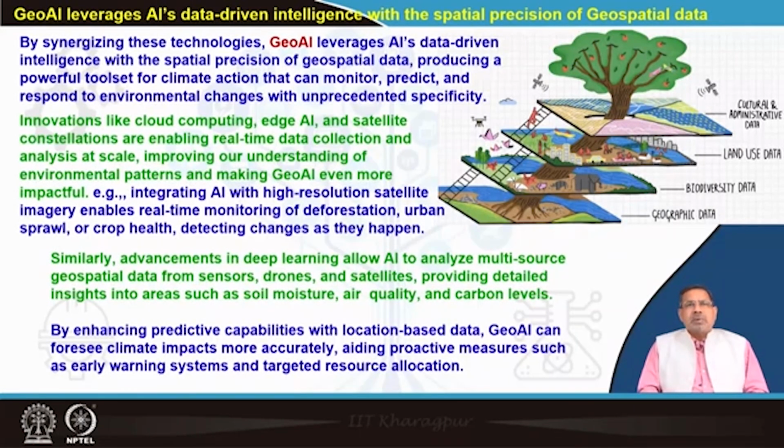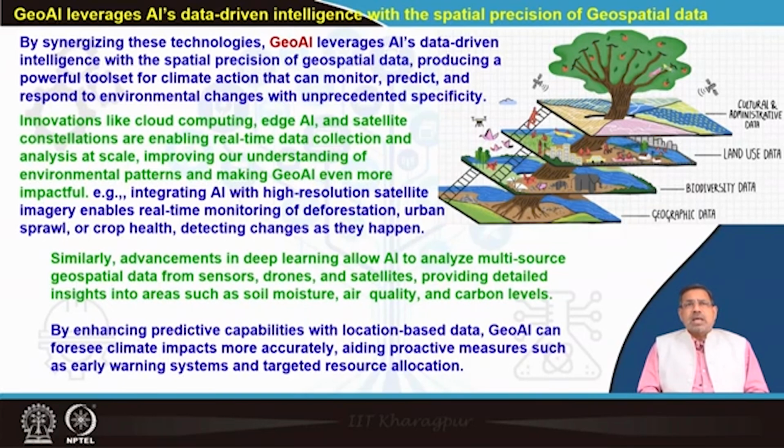So GeoAI leverages the AI's data-driven intelligence with the spatial precision of geospatial data. You can see the geographic data in the depiction down below. Then the other data sets such as biodiversity data, land use data, cultural and administrative data, all these data sets are there. So this data is utilized using the artificial intelligence tool, so that we call that it uses the GeoAI technique.